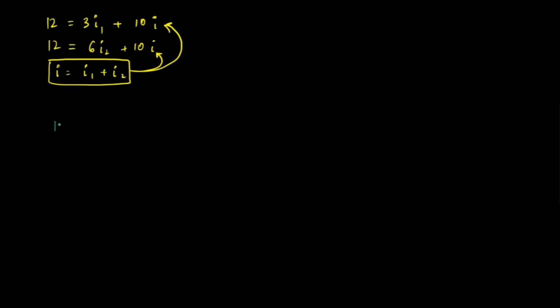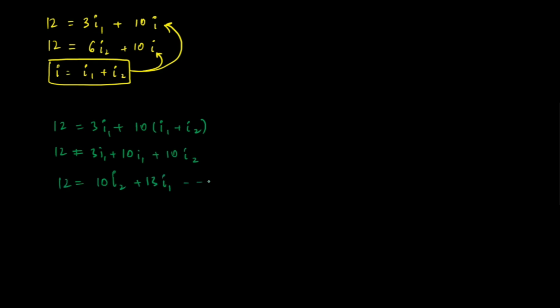So the thing is going to be 12 is equal to 3I1 plus 10(I1 plus I2). That is going to be 12 equals 3I1 plus 10I1 plus 10I2, which is going to be 10I2 plus 13I1. This is my another equation. I can mark it as the third one.